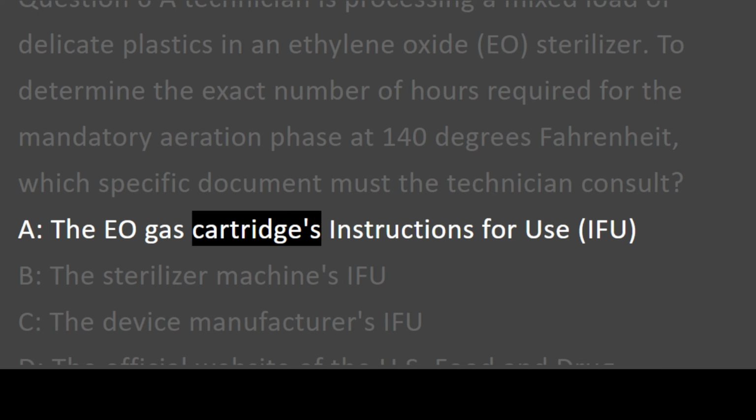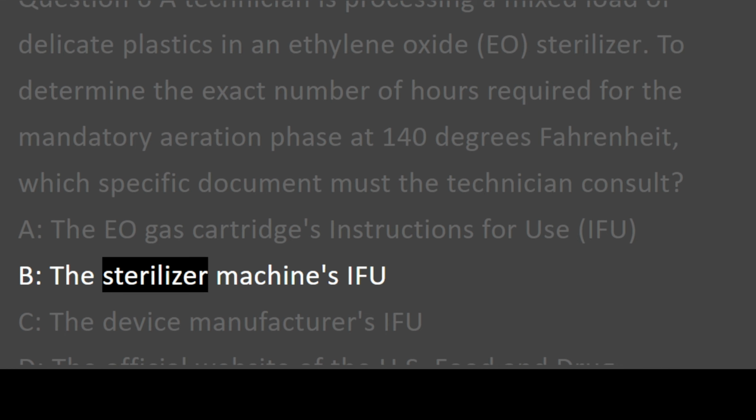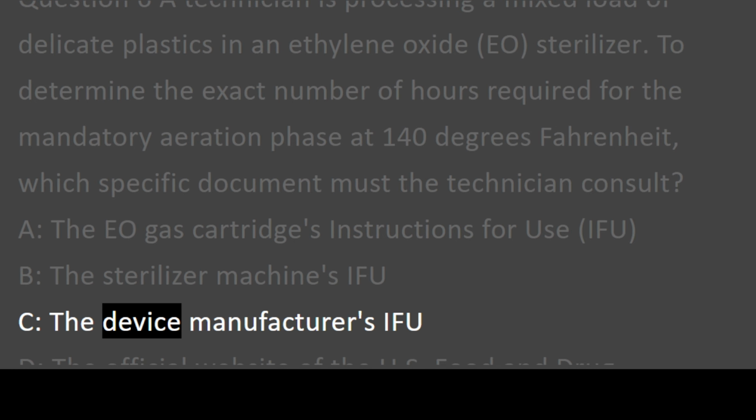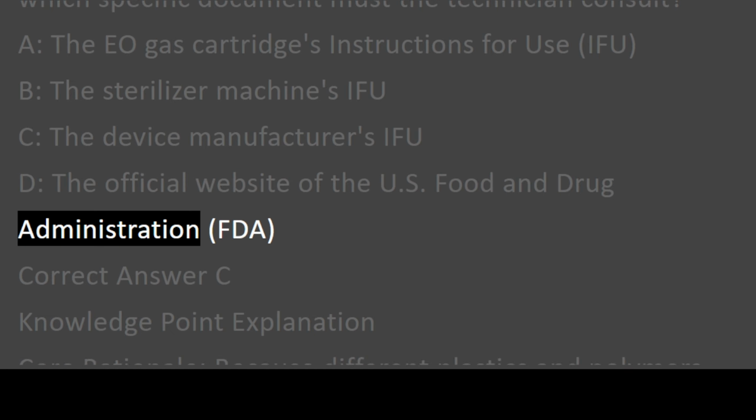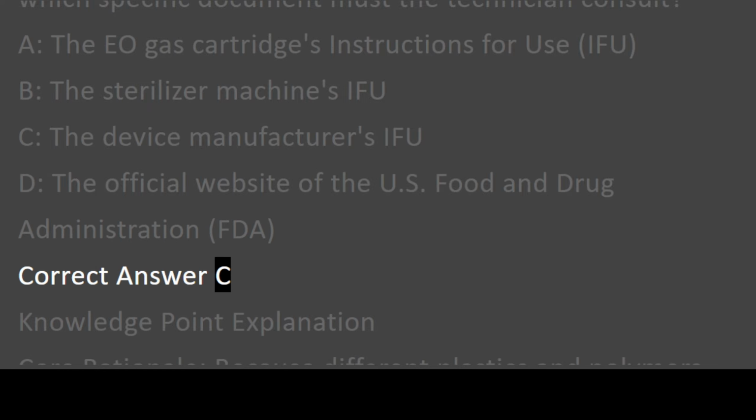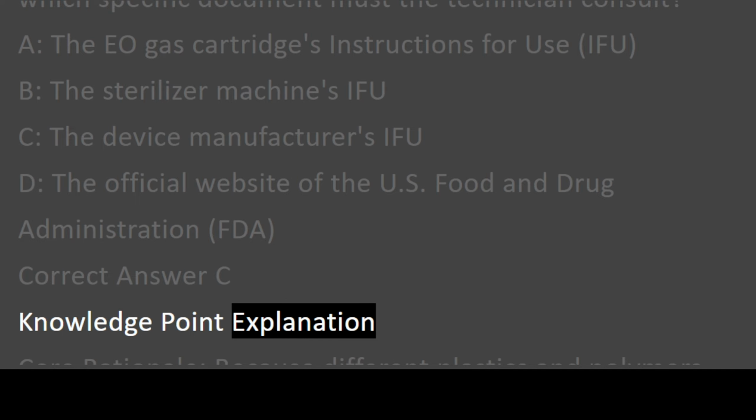The EO gas cartridge's instructions for use, IFU. B. The sterilizer machine's IFU. C. The device manufacturer's IFU. D. The official website of the U.S. Food and Drug Administration, FDA. Correct answer C. Knowledge point explanation.